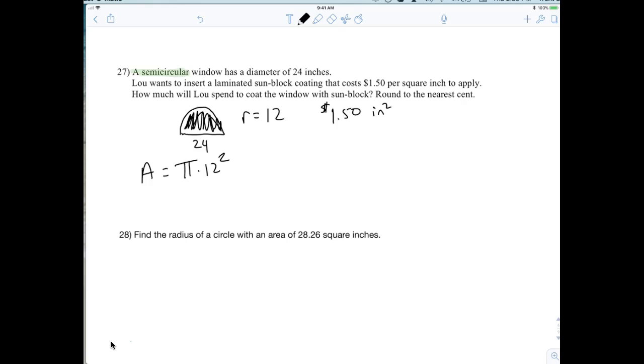No. Tell him. You need to multiply times 1/2. Why are we doing 1/2? Because it's a semicircle. It's half of a circle. Oh, come on now. Half of a circle. Bradley, do you understand that?